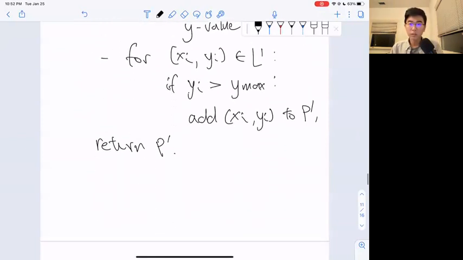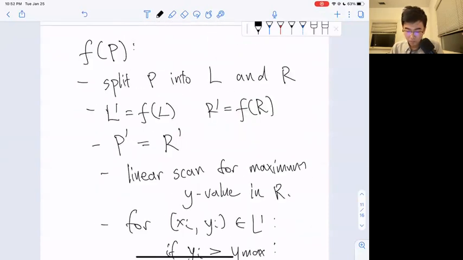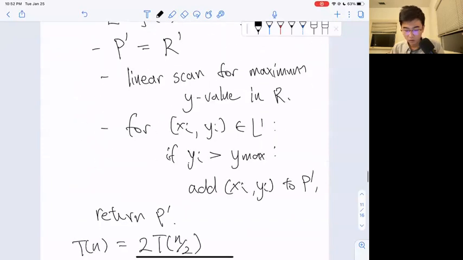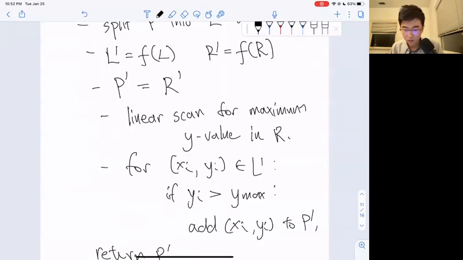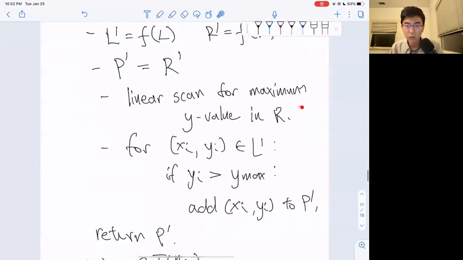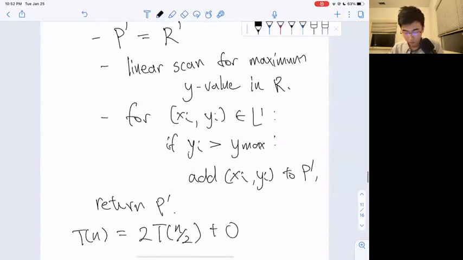So finally, let's look at the runtime of this algorithm. In each call, you're making 2 recursive calls, each on inputs of size n over 2. Now let's look at the extra work that goes into this function call. So you're doing one linear scan here and another linear scan here. So there's at least O of n.